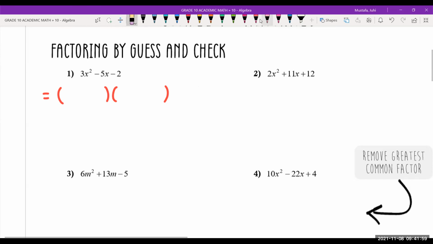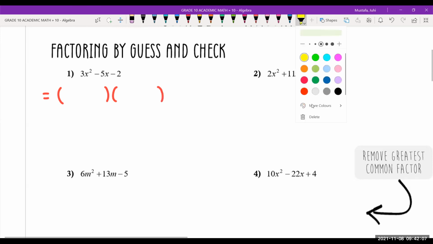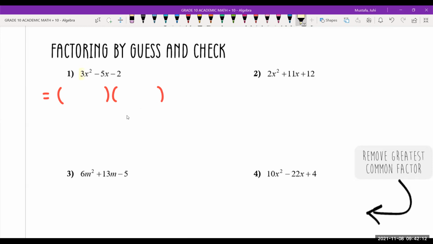All right, so let's learn the guess and check method. Here is how it works. Just like before, I am going to be looking at my very first term, and I'm going to think of all of the factors of the number 3. What are all the factors of the number 3? Yeah, the only one that works is going to be a 1 and a 3. I am going to do the same thing with the last number, and I'm going to think of all of the factors of 2. What are all the factors of 2? Yeah, so in this case, it's just going to be a 1 and a 2.